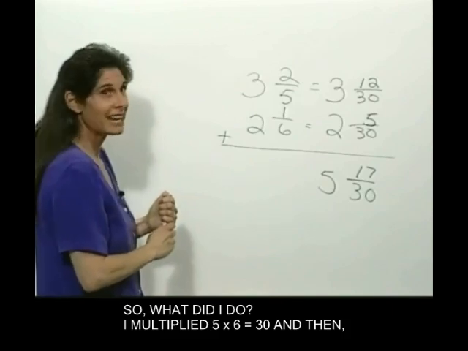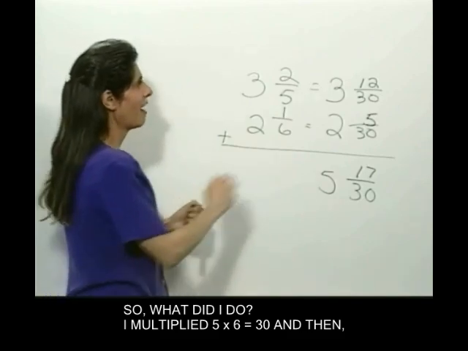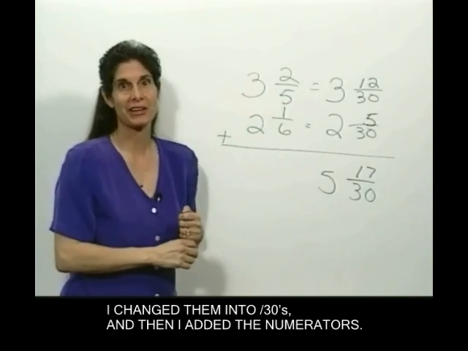So what did I do? I multiplied 5 times 6 to get 30. And then I changed them into 30ths. And then I added the numerators.